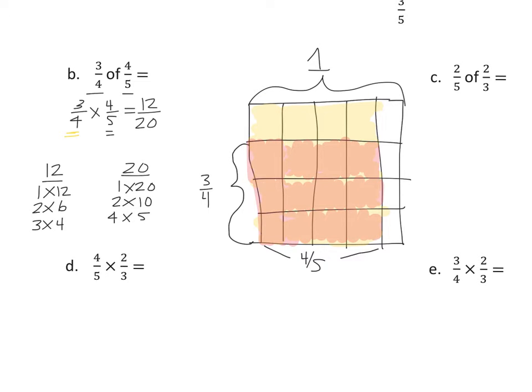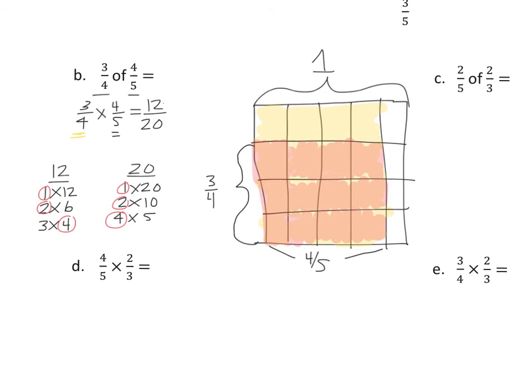So I'm going to circle the ones they all share. They all share 1. They all share 2. And they both share 4. So looking at this, we want the biggest one. So we are going to use 4 as the number we divide the numerator and the denominator by. And so we get a new equivalent fraction: 12 divided by 4 is 3, and 20 divided by 4 is 5. So we get 3/5 as our answer.